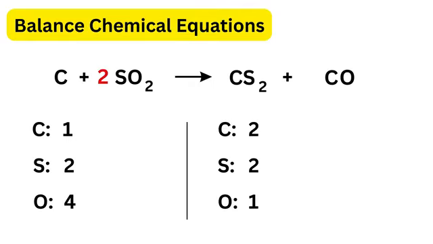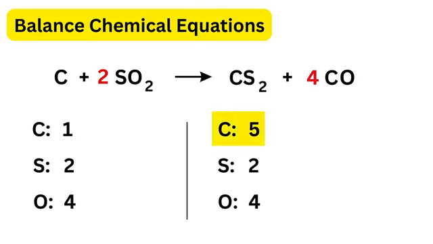Next, let us fix oxygen. After our change, the left side has 4 oxygens, but the right side has only 1 oxygen from carbon monoxide. To match oxygens, we will put 4 in front of carbon monoxide on the right. That means 4 times 1 oxygen equals 4 oxygens on the right. Now, recount carbons and oxygens on the right. Carbon disulfide gives 1 carbon, and carbon monoxide, with coefficient 4, gives 4 carbons. So the right side now has a total of 1 plus 4 equals 5 carbons, 2 sulfurs, and 4 oxygens.